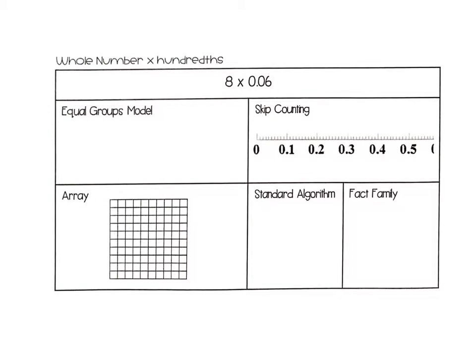So the example we just did was multiplying a whole number times a decimal less than 1, where the decimal was in the tenths place. This example now, we're going to multiply a whole number times a decimal where the number is in the hundredths place. On the previous example, when we talked about tenths, we used the tens rods in our place value blocks to represent the tenths. So for the hundredths now, we're going to use the unit cubes to represent the hundredths.